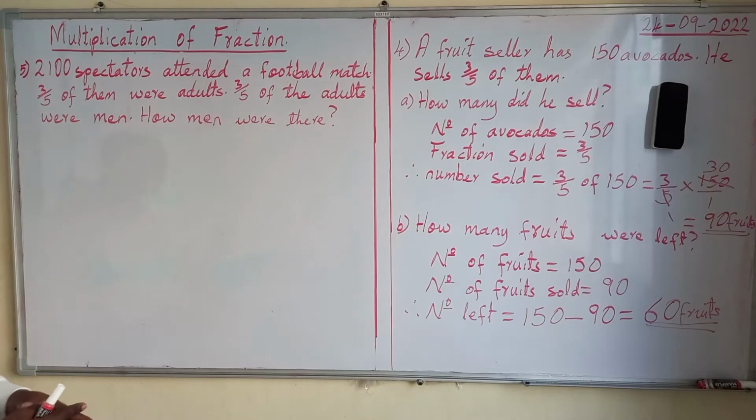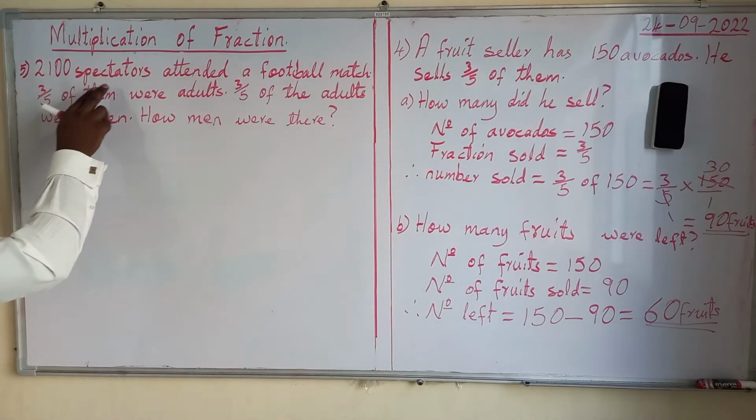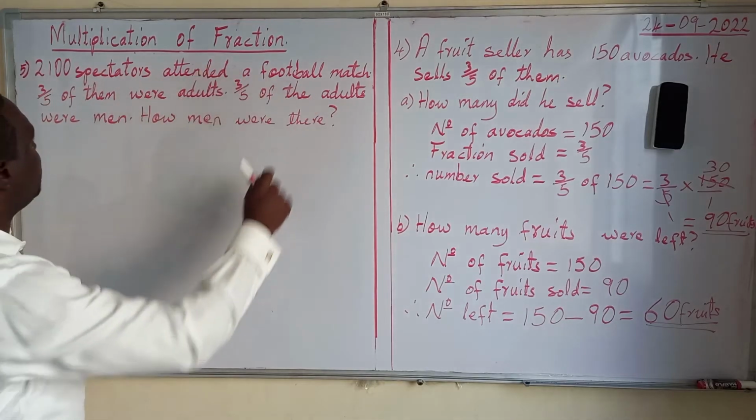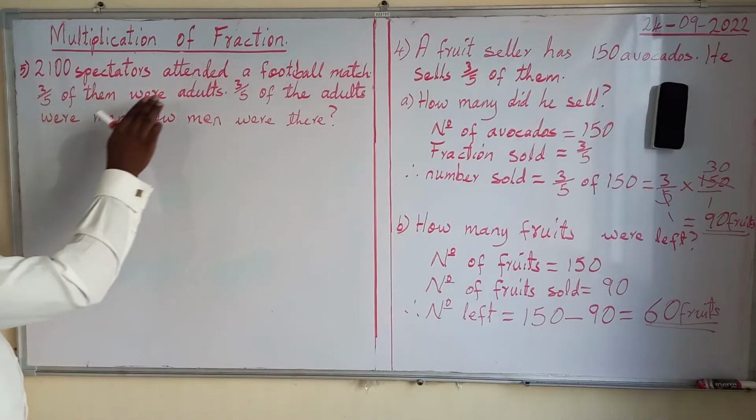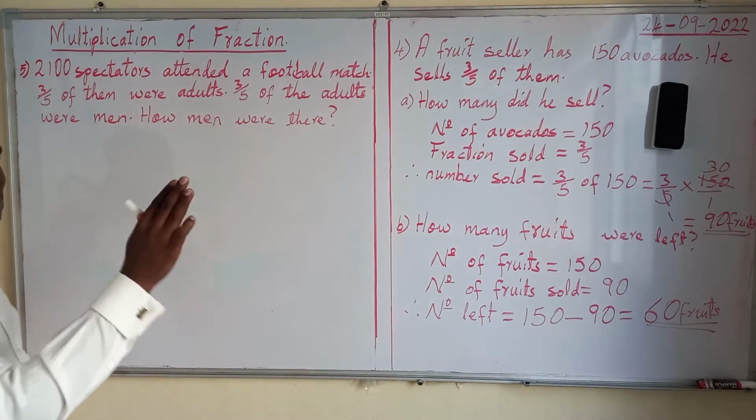This is our fifth example, and of course it's another word problem. 2,100 spectators attended a football match. 3/5 of them were adults and 3/5 of the adults were men. How many men were there?